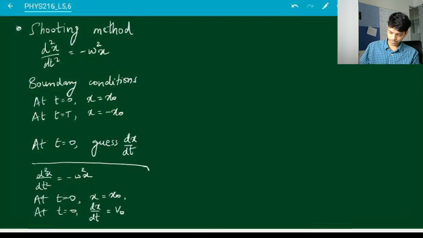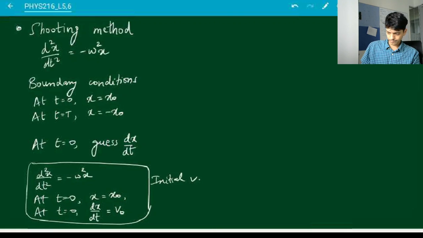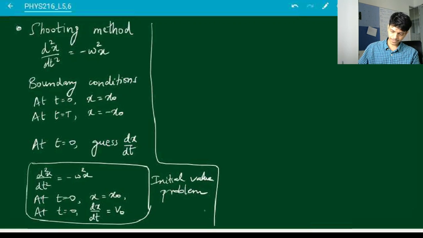Now this system of equations, this is an initial value problem, right? So I can solve this initial value problem in the same way using Euler or Runge-Kutta. And by doing that, I will try to find what is x at t equal to t. If x is exactly the same as minus x0, this is what I want. This is the second condition that needs to be satisfied. So at t equal to t, if I find that x is minus x0, then my work is done.